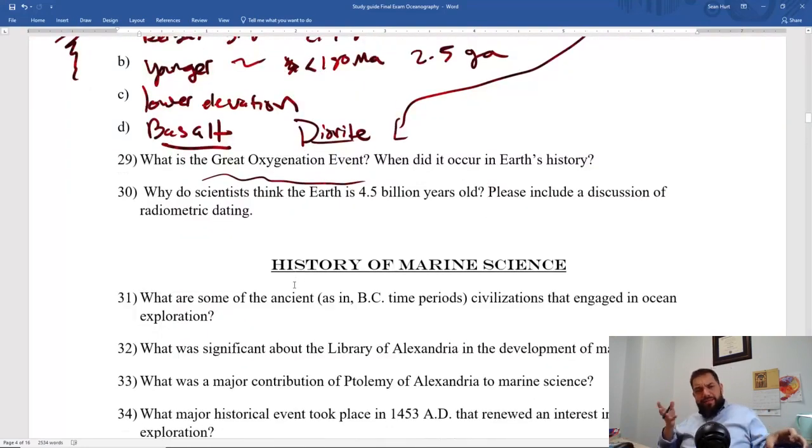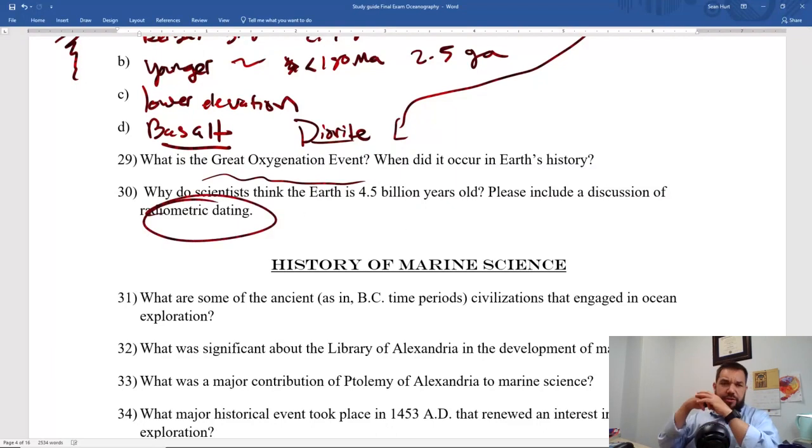Now, why do scientists think that Earth is about 4 billion years old? Where do we get that number? That number is based off of radiometric dating, which is explored in your book in more detail. I don't talk about it too much in your lecture, so it's something you should maybe go read about in your book.